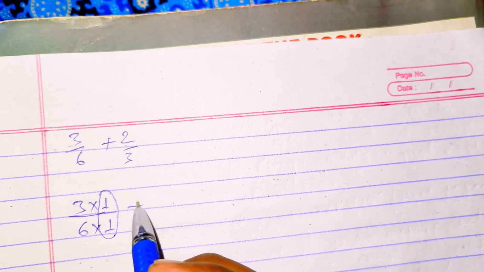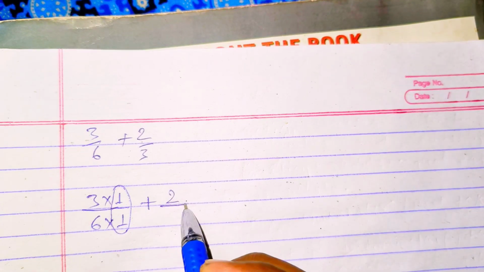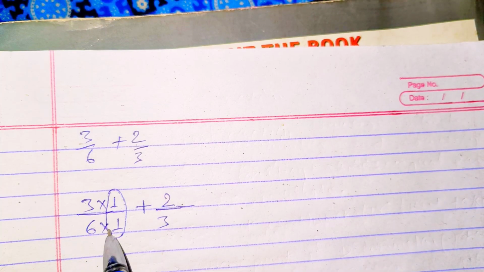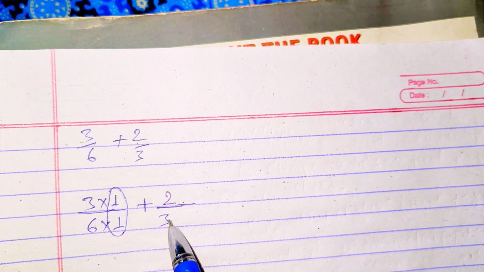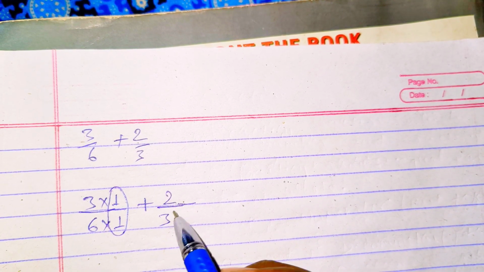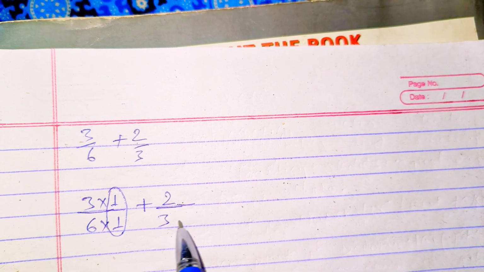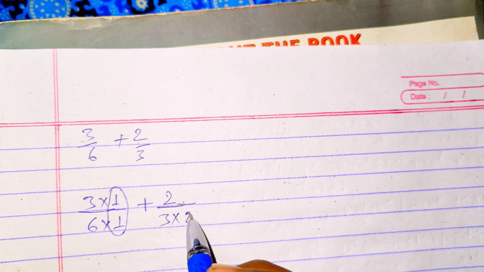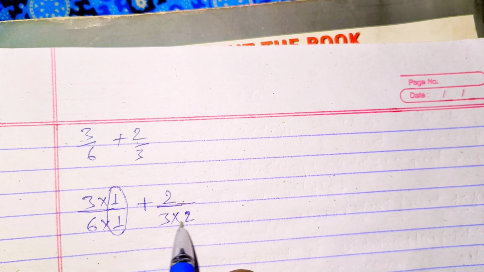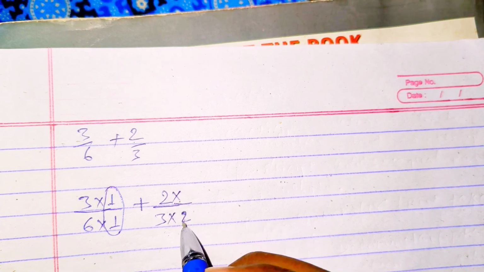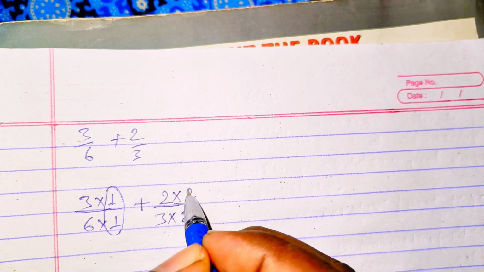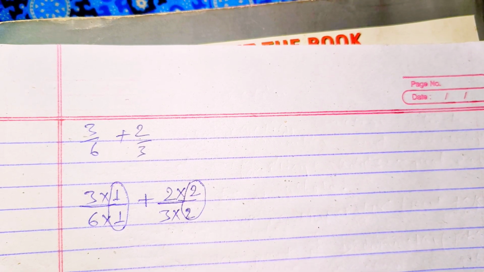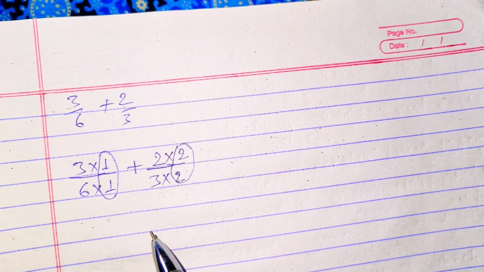So keep the same numbers in multiplication or division, right? Now the plus sign, and 2 by 3. Here 6 into 1 is already 6, and we also have to make 3 into 6 to keep the denominators the same. How to make 3 into 6? Multiply by 2, that is 6. So multiply numerator and denominator both by 2. In this way we can make an unlike term into a like term.